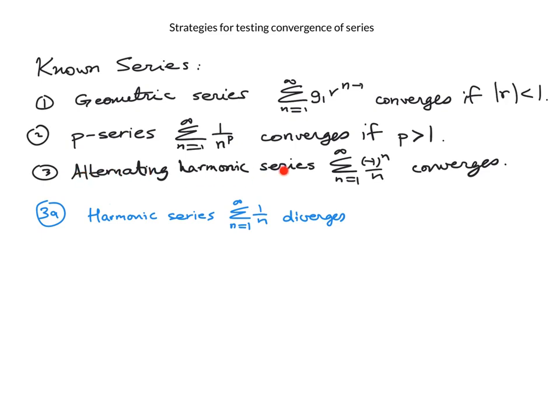And then we have this other one called the alternating harmonic series, which is an alternating series with that n in the denominator. That one converges. And related to that, the harmonic series, which doesn't alternate, diverges. The harmonic series is a special case of the p-series when p equals 1.